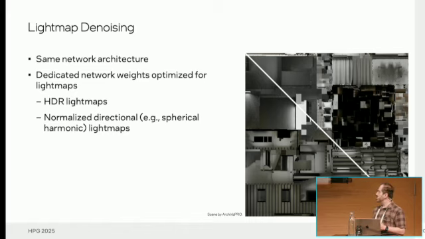I want to briefly mention the lightmap denoising feature as well, which was introduced later. The same network architecture is used as for regular images. That's perfectly fine, does the job well. But we found out that to achieve acceptable quality, we had to actually train new models specifically for light maps. And we have two variants, two models for two different kinds of light maps that we support. We support HDR light maps and normalized directional light maps as well, for example, spherical harmonics light maps.